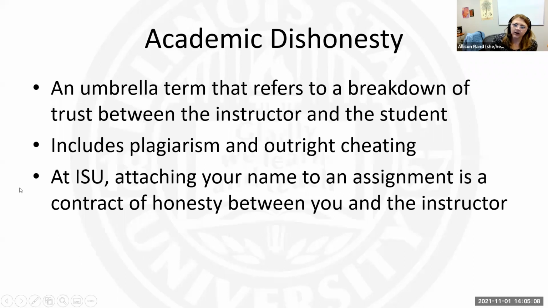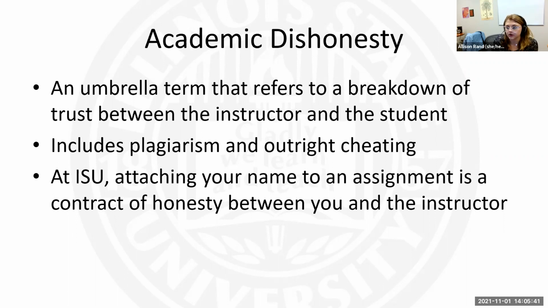So that leads us to this idea of academic dishonesty. And this is where the idea of plagiarism comes in. We don't have a really nice definition of academic dishonesty because it's a really broad, umbrella term that refers to a breakdown of trust between the instructor and the student, right? We talked about how turning in your assignment with your name on it is that assurance, that contract, that's the trust between you and the instructor. And any breakdown of that trust is considered academic dishonesty.